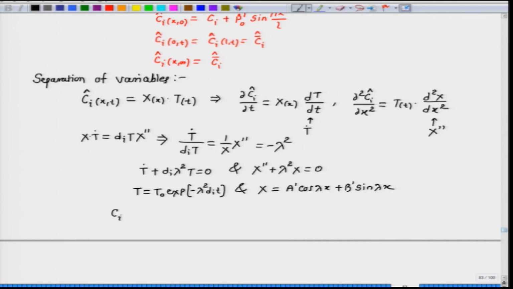So, the function C_i cap at x and t can be written as, I can combine these constants: t_0 and a prime to a, and t_0 and b prime to b. So, I can write a cos lambda x plus b sin lambda x times exponential minus lambda square D_i t.